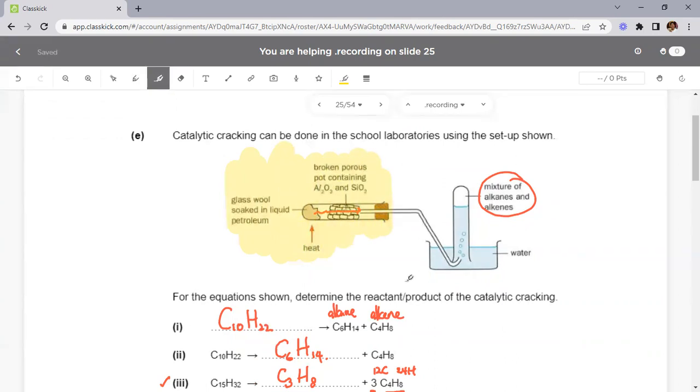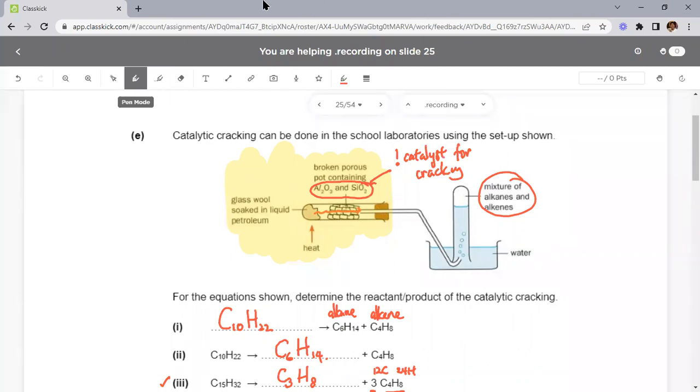Okay, you soak liquid petroleum in glass wool, and then you put it by the porous pot. So this actually is an indicator. When you see this aluminium oxide and silicon dioxide, you must ding, have an exclamation mark, and tell yourself that these are the catalysts for cracking. Hence, what's happening here would be catalytic cracking. So these are some things I need you to identify based on the idea of what cracking is.